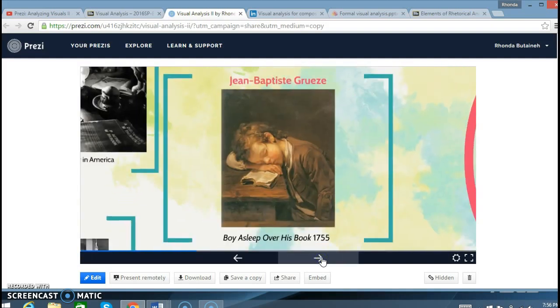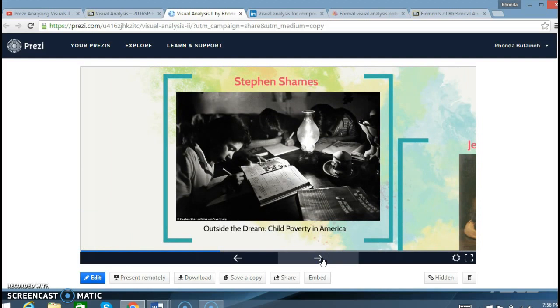Okay, there's several paired images in here. This is an image from a painting from the 1700s. A boy asleep over his book. You could easily compare that to this image. Stephen Shames documented child poverty, and they both address education, and yet the Shames photograph also addresses poverty, has a different tone. All these kids are gathered around a table with an oil lamp, just trying to do their homework. And so, where's the focal point? What's the artist trying to do for us?